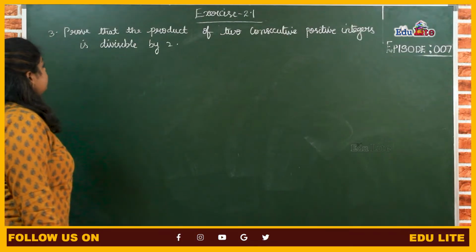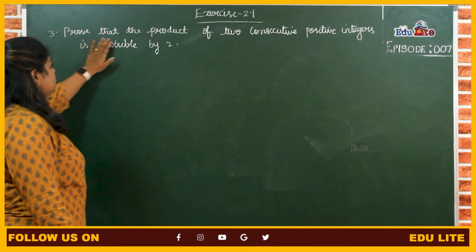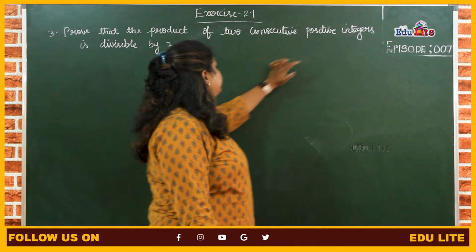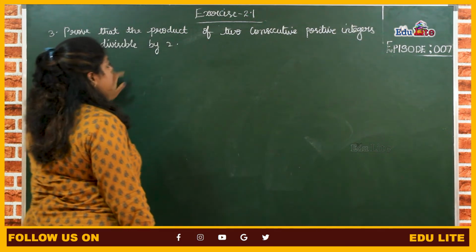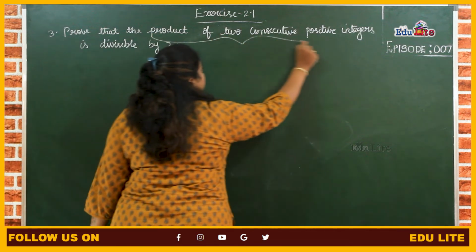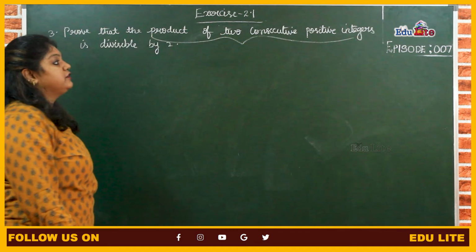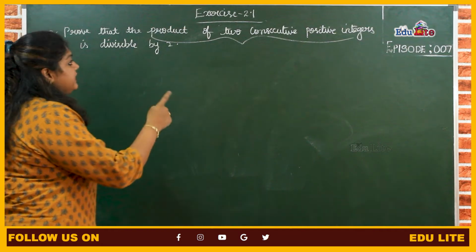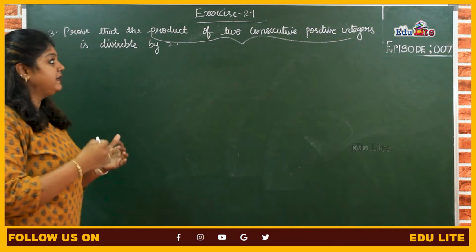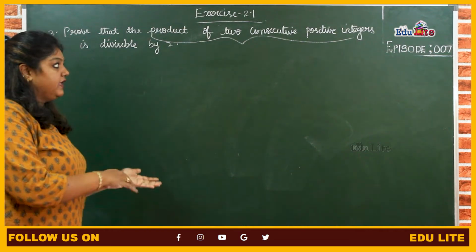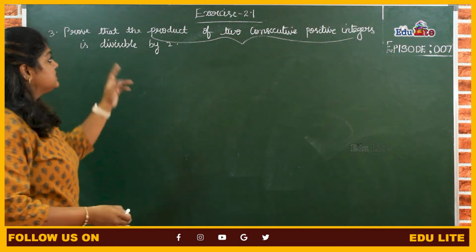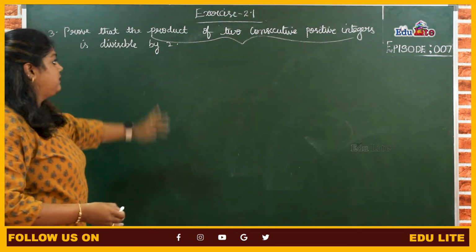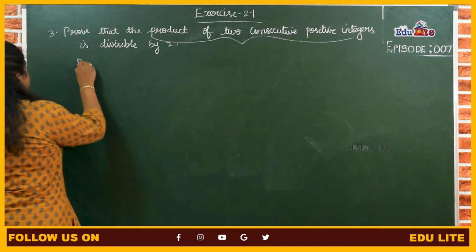In the third problem, we are asked to prove that the product of two consecutive positive integers is divisible by 2. Positive integers means we take only numbers after 0, and consecutive means the next number. For example, 3 and 4 are consecutive numbers; after 3, the next number is 4. Likewise, the product of two consecutive numbers is always divisible by 2. This is an easy proof to do.